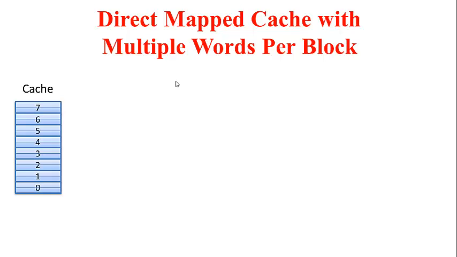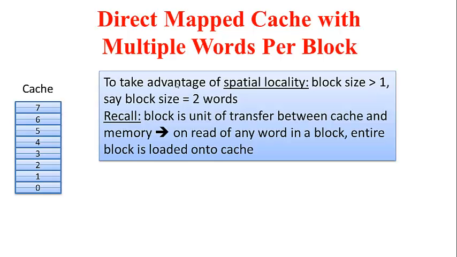In this diagram, I have again shown a cache with 8 blocks, but this time each of the 8 blocks is going to have 2 words in this example. Now, why do you think you might want to have multiple words per block? If you think about it, you will realize that in order to take advantage of spatial locality in the programs which are running, we need to have multiple words per block.